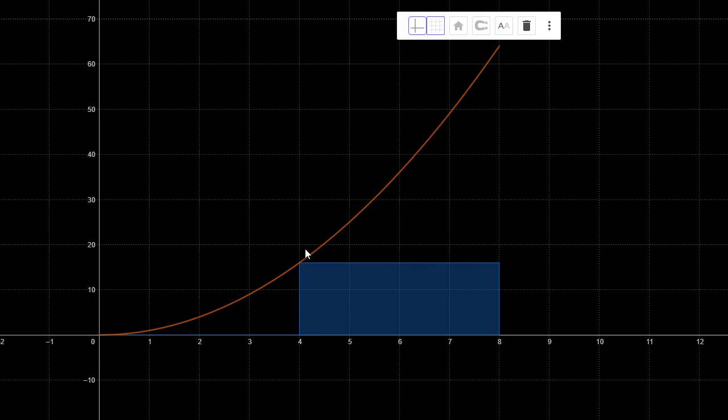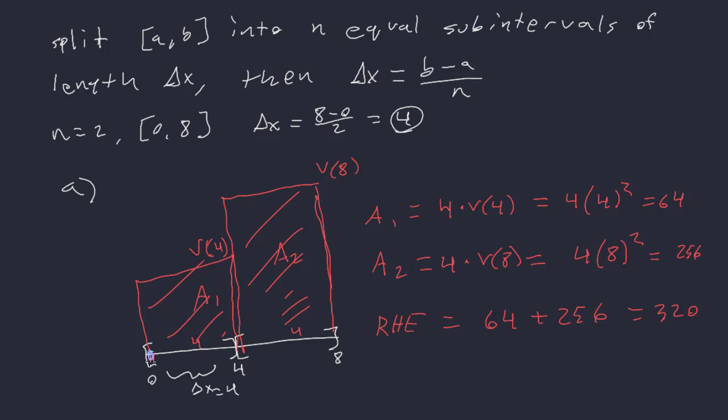Well, V of 0 is going to be 0, so we only get this rectangle. Okay, so for the left-handed estimate, we get this V of 0 as one of our heights, and then we get V of 4 as our other height. So notice V of 4 is being used twice here, but V of 8 is not.